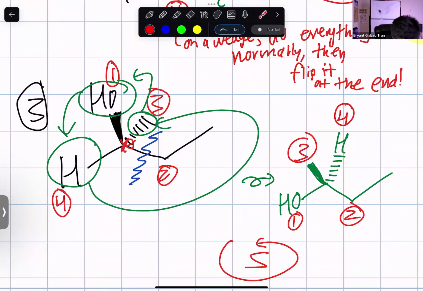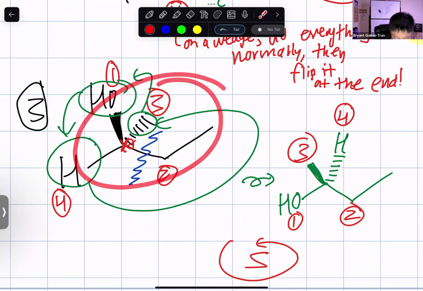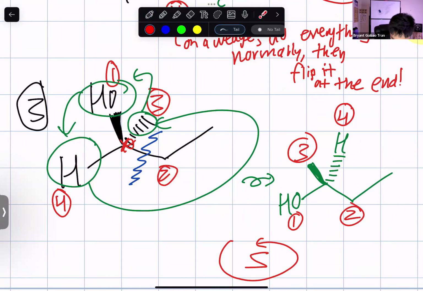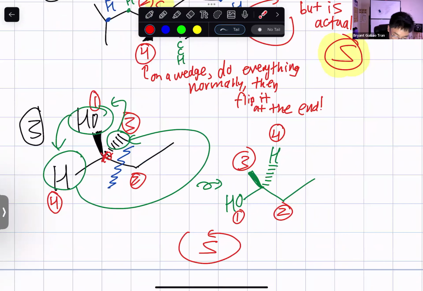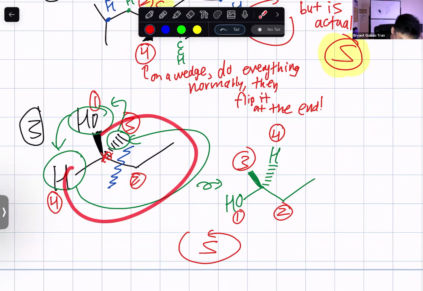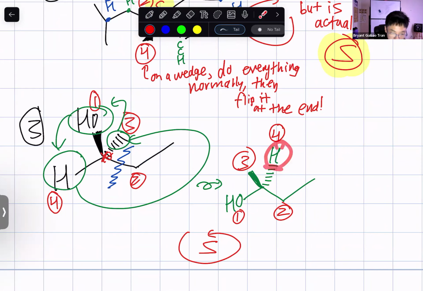So it turns out, in this specific example, that if you do it normally, then you get lucky, you get the right answer anyway. Okay, so that's the hardest example. But there are some examples where if you do it like this without doing any rotation, you get the wrong answer, right? Because we want the lowest priority group to be on the backside.